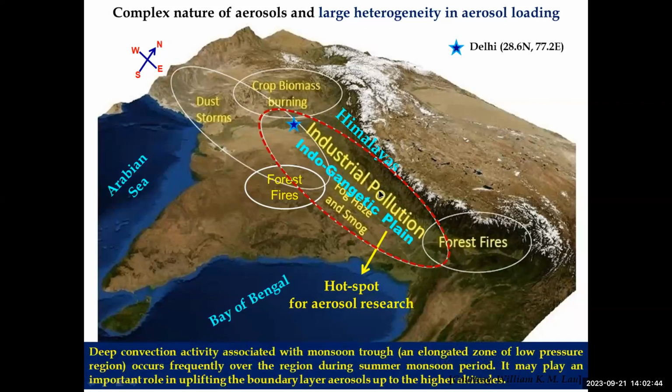Deep convection activities, which are associated with the monsoon trough, a low pressure region over this area during the summer monsoon period, play an important role in uplifting this boundary layer pollution to higher heights. So this also we have studied, and I'll show you one slide.